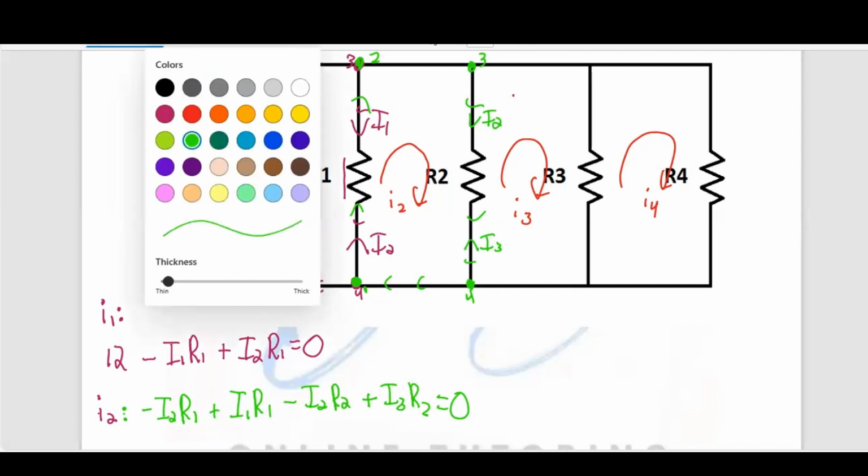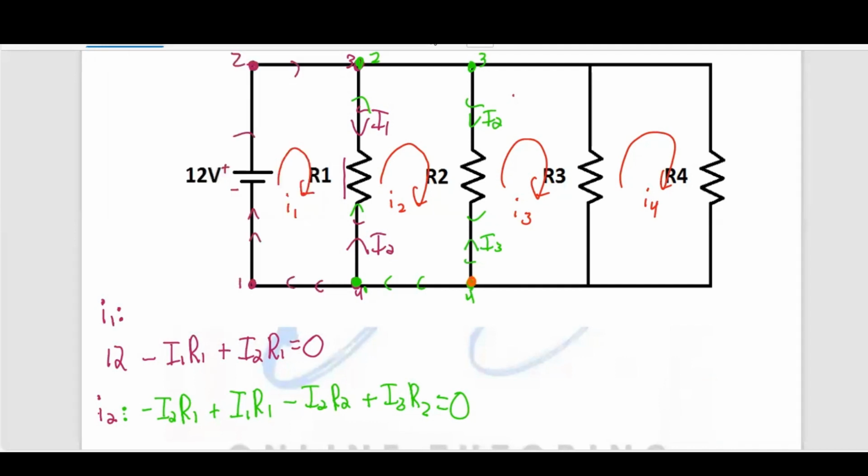For the other loop, we continue the same thing. So if we start here, name this 1, we name this 2, we name this 3, 4, and back to 1. So there's the loop here. Anything in this direction would be negative, right? Anything going in the opposite, positive. Same thing. So I3, we start another one going up.